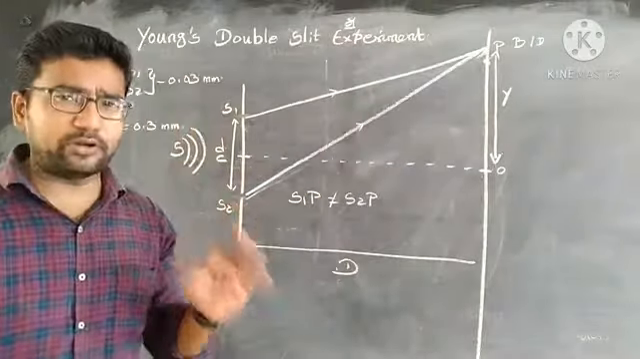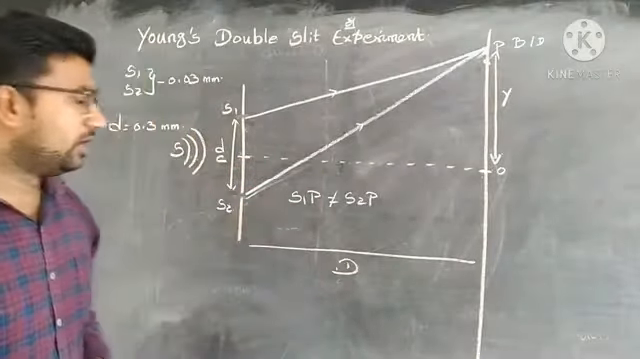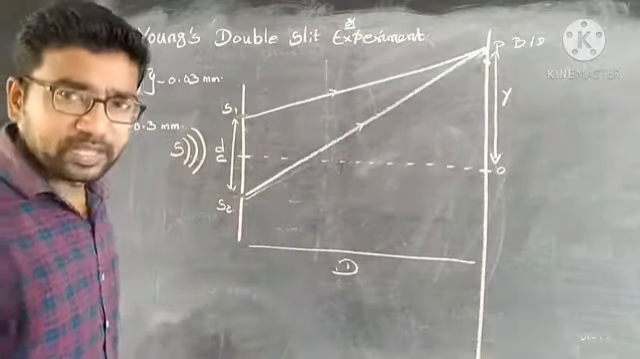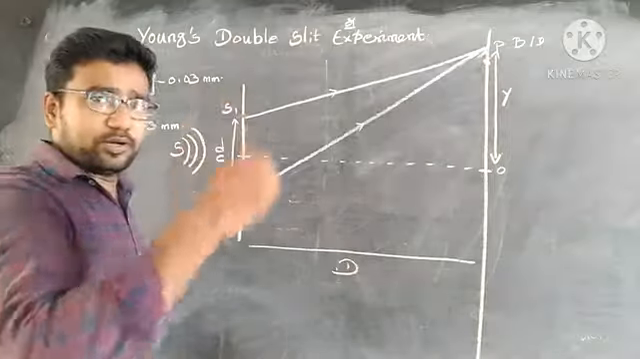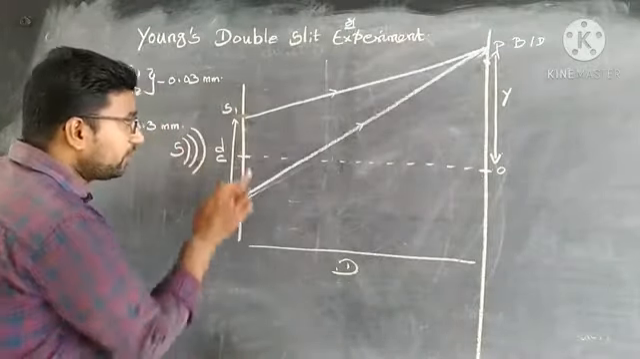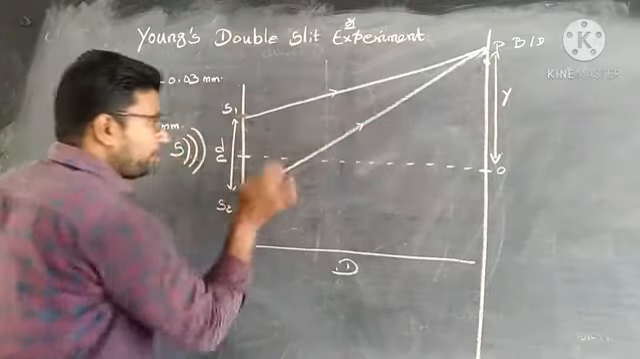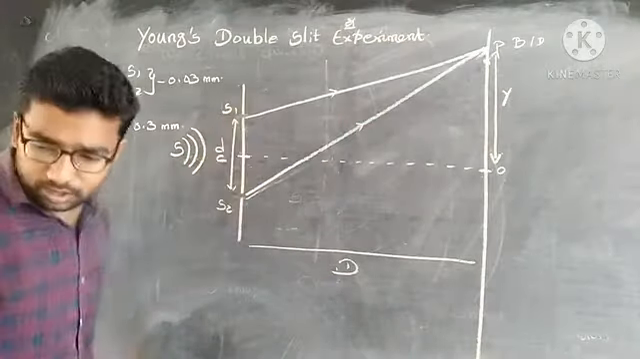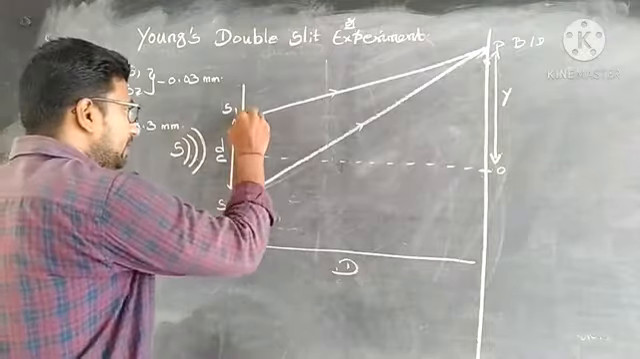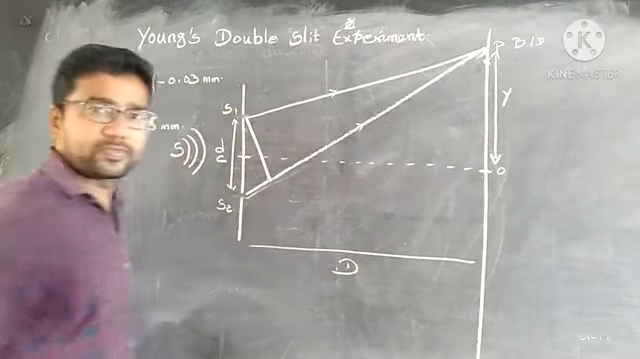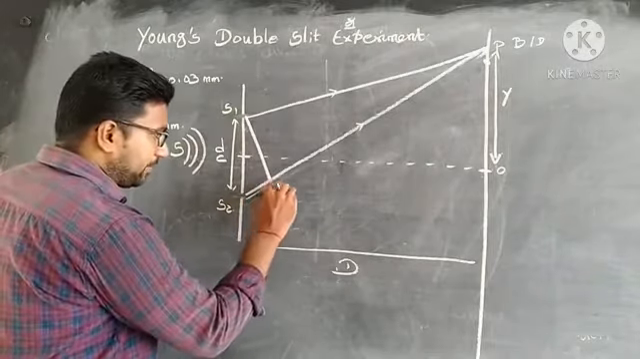Now I am going to find the path difference. How to measure the path difference? Listen here. I am simply drawing a perpendicular line from the point S1 to S2P. So now I draw the perpendicular line from S1 to S2P. It meets at a point M. Am I right?